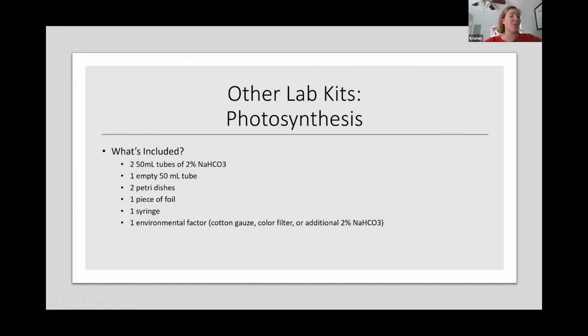And then we have them do two experiments, so there's a couple options for what they can do for their second environmental factor, and we allow the students to select this one. When they come to pick up their kit, they can either grab a piece of cotton gauze to look at light quantity, a color filter to look at light quality, or an additional tube of 2% NaHCO3, so looking at different carbon dioxide concentration, comparing 2% to 0.2%.